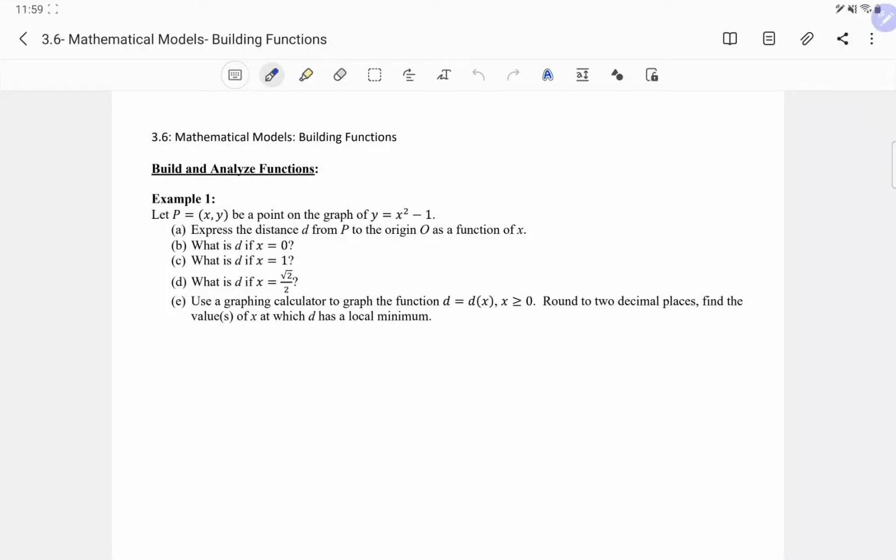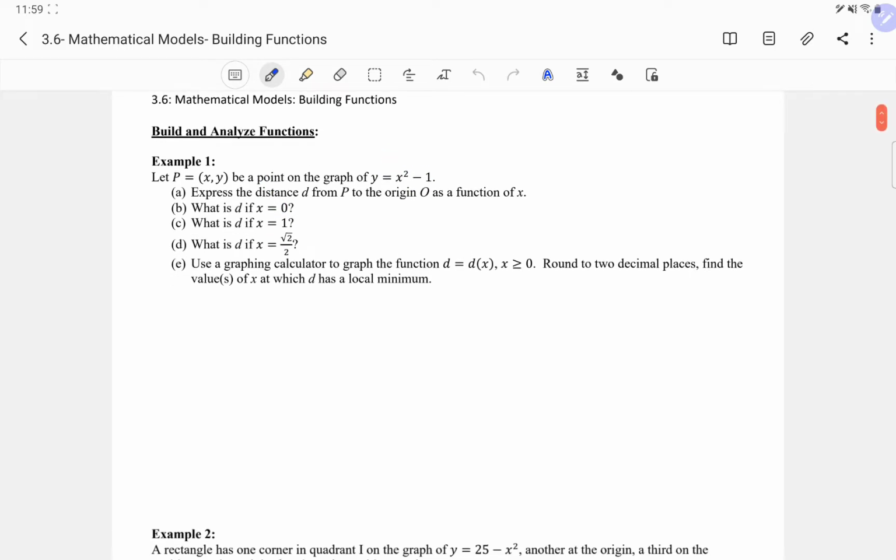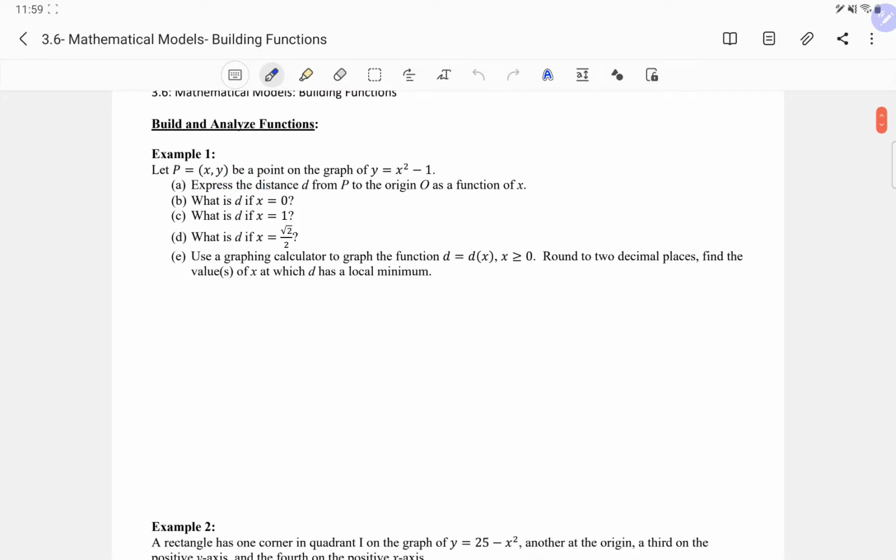Right, so in this video, we're going to be building some mathematical models or functions in some word problems. Okay, so let's start with an example. It says, let P be the point x, y on the graph y equals x squared minus 1. Part A, express the distance d from the point to the origin as a function of x.